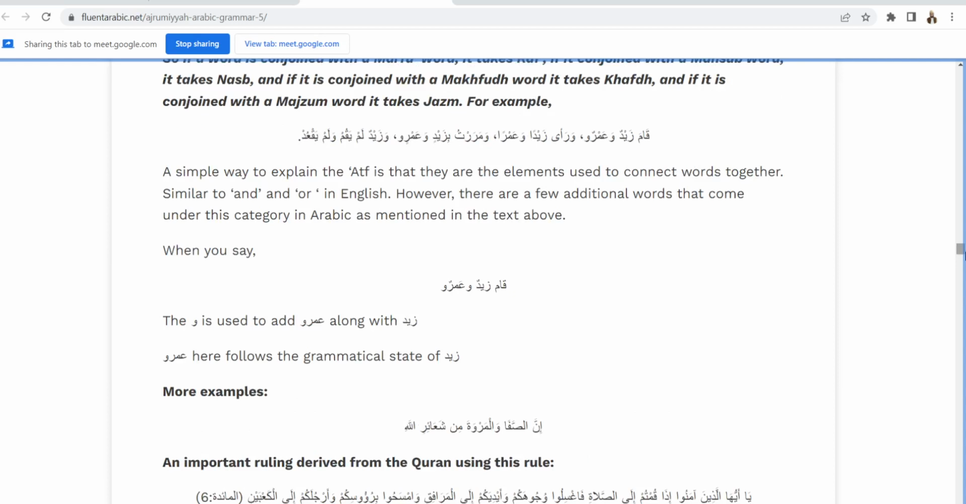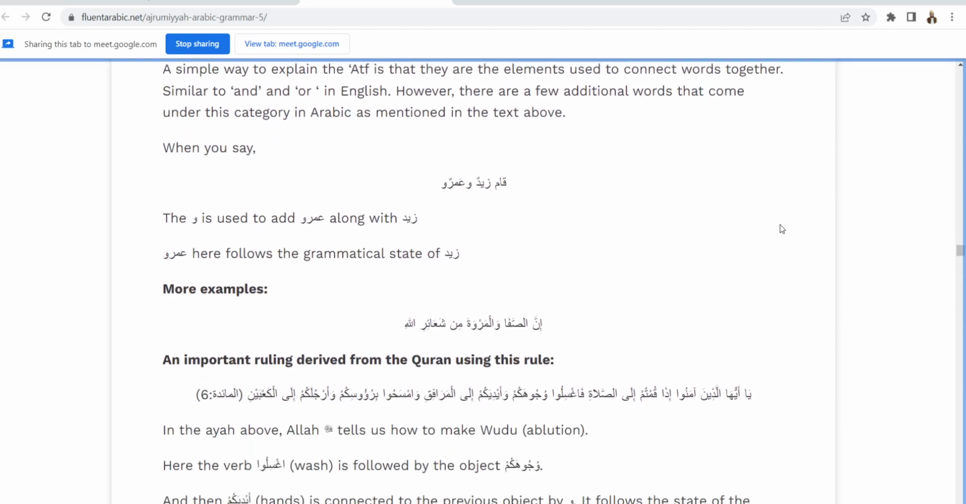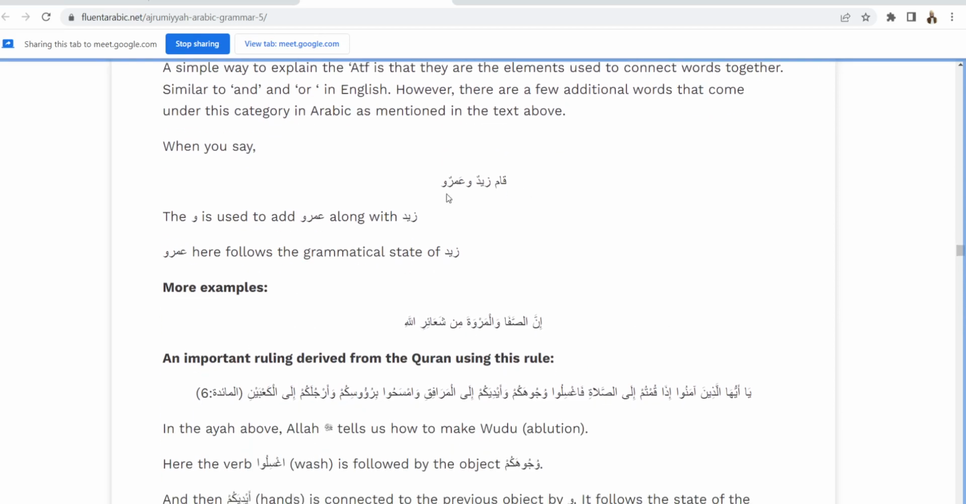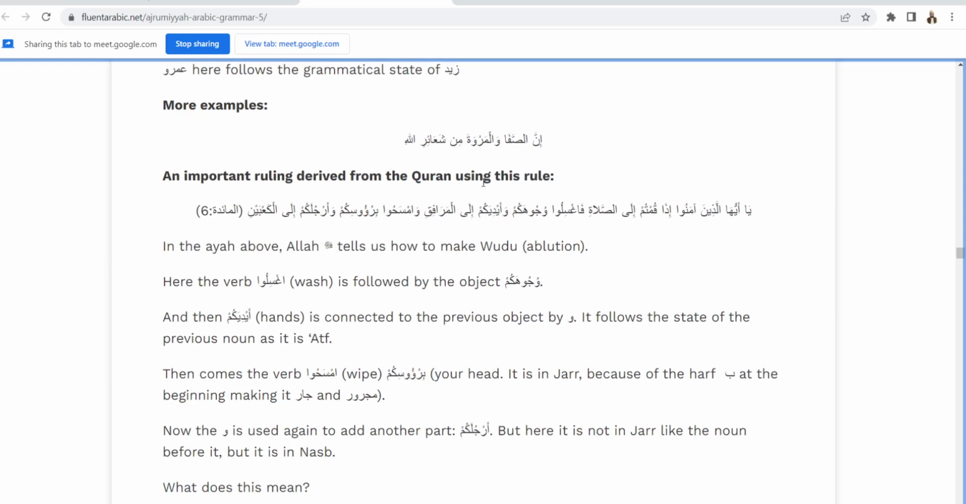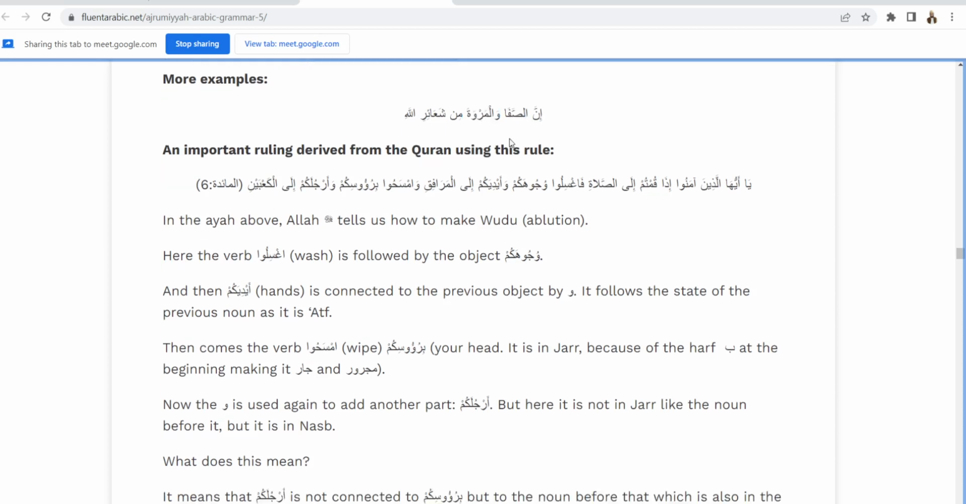when you say قام زيد وعمر, it is clear why عمر is ضمة, because زيد is مرفوع. Another example, إن الصفا والمروة, صفا and مروة. So both of them, صفا is منصوب by إن, and مروة is منصوب by صفا because of the conjunction.